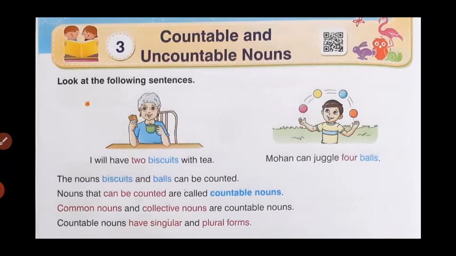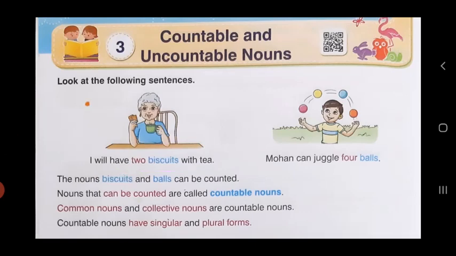Today we will be learning a new type of nouns called countable and uncountable nouns. Now, children, from the words itself, countable means those nouns that can be counted, and uncountable are those nouns which we cannot count. Let us start learning this lesson by looking at some examples. Let us look at the first sentence. I will have 2 biscuits with tea.